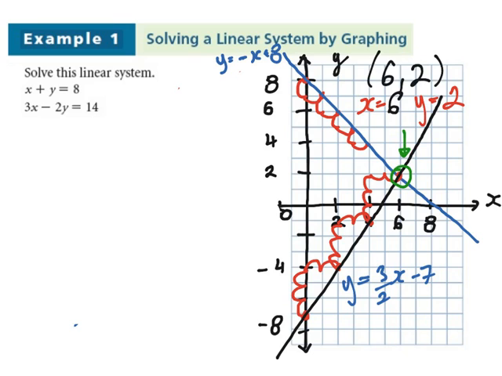So our first equation and our second equation. x plus y is equal to 8. We'll plug in the value of 6 for the x and the value of 2 for the y. And will this equal 8? And yes, it does equal 8.